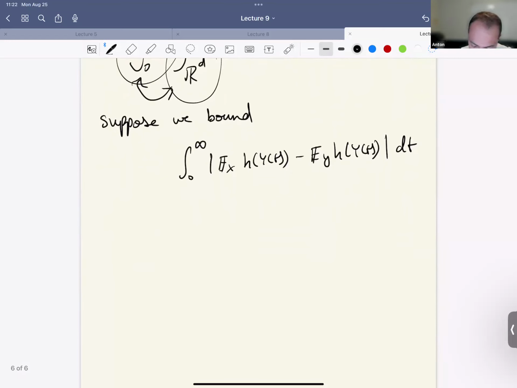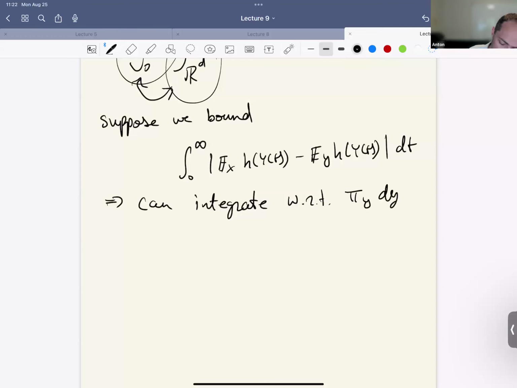As a result, we can integrate with respect to pi of y dy to bound the Poisson equation solution itself. Okay.